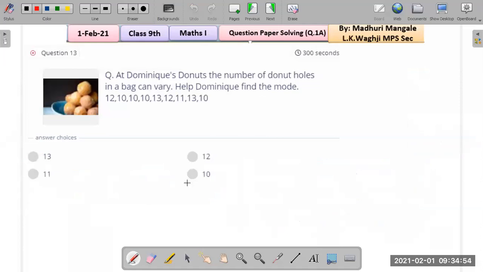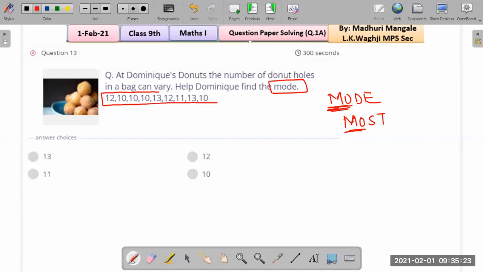Now, this is a question based on statistics. At Dominic Hughes Donuts, the number of donut holes in a bag can vary, and we are asked to find the mode. Now, what is the meaning of mode? I'll give you a trick to remember that. When you look at the spelling, just remember the first two letters. Mode means most. Most repeating number. So among these numbers, the number that is repeating most, the maximum repeating number, is the mode.